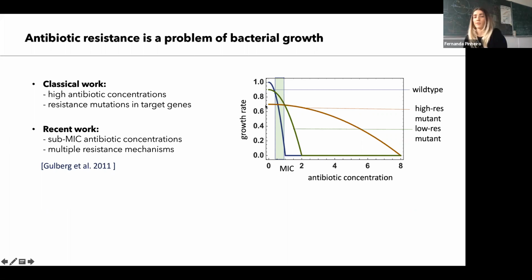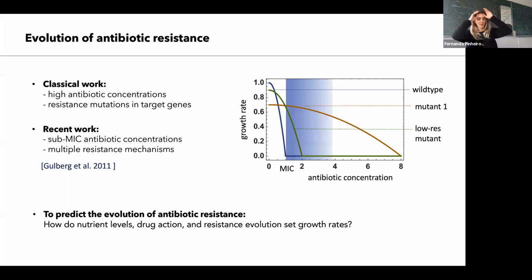So this is in the form of a trade-off, but just knowing about this trade-off is not enough if we want to predict evolution, because what we need is to compute growth rates and resistance levels of different mutants as a function of growth conditions. So the question that we need to address to predict antibiotic resistance evolution is how nutrient levels, drug action, and resistance evolution set growth rates.